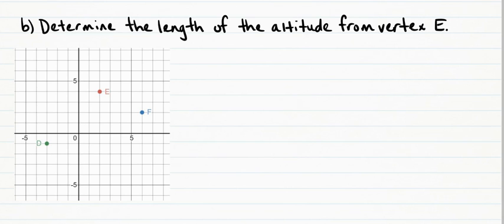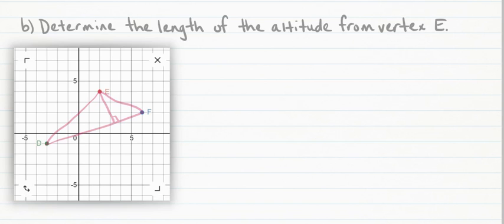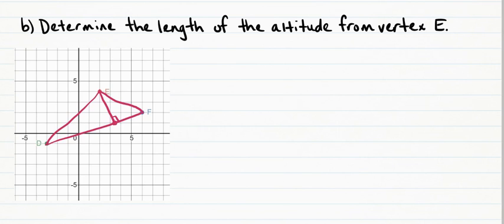Okay, next we're going to determine the length of the altitude from vertex E. So again, I'm going to draw in our triangle here. And we've still got the altitude connecting vertex E to the opposite side at a 90-degree angle. But here we want to find the length of this altitude from E to, let's call this point here, G. So we want the length from E to G.